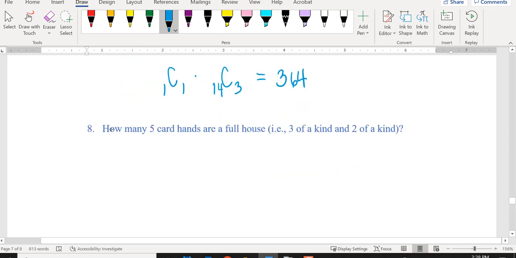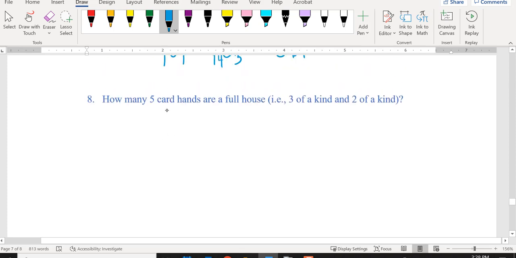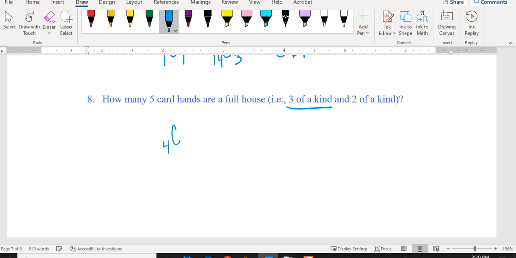Number 8. How many 5-card hands are a full house? In other words, 3 of a kind and 2 of a kind. All right. How many ways can we get 3 of a kind? So of a kind, you have like 4 10s, 4 2s. So there's 4 cards that are the same kind, and you need to pick 3 of them. But there's 13 different kinds to do that with. There's ace, 2, 3, 4, 5, 6, 7, 8, 9, 10, jack, queen, king.